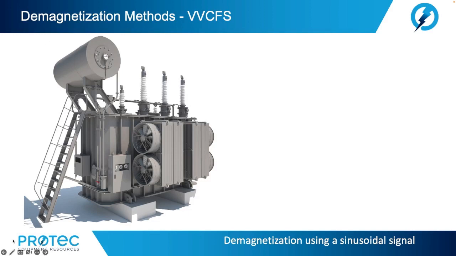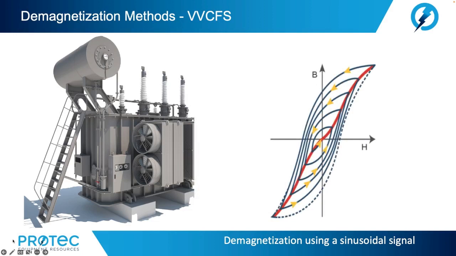Now, the variable voltage constant frequency source is the best method performed in the factory and requires a very large energy source. It isn't practical for field operation because it requires a power frequency, 50-60 Hz, source powerful enough to magnetize the magnetic core. Another requirement is the ability to control and slowly reduce the applied voltage. By reducing the voltage and current from operating levels down to 0, the core is demagnetized. However, this is impossible to do in the field on even a medium-sized power transformer due to the very large VA requirements of the test set.